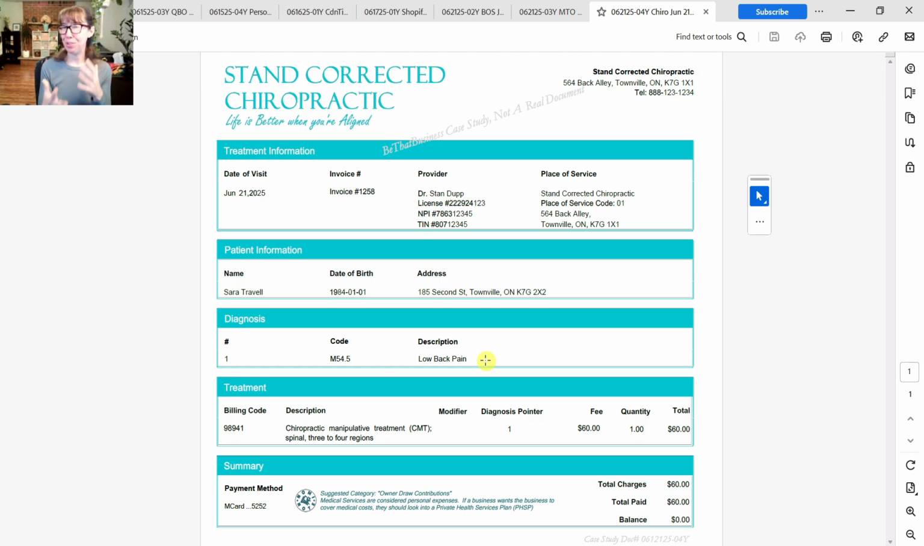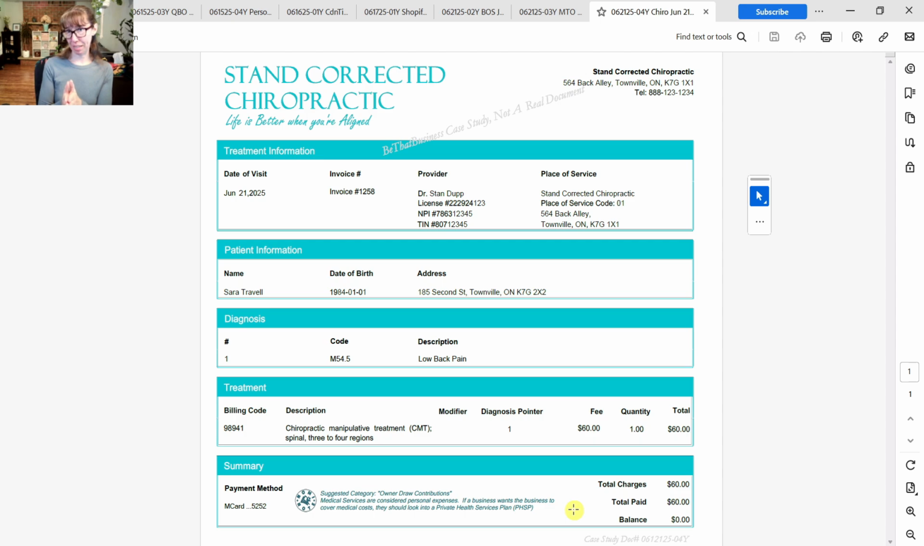A lot of business owners do tend to think that way, and I can absolutely appreciate why they would. But medical services, I have it as a note right here, medical services are considered personal. If a business wants the business to cover medical costs, they should look into private health service plans, or PHSP. So I don't know a lot about PHSPs.